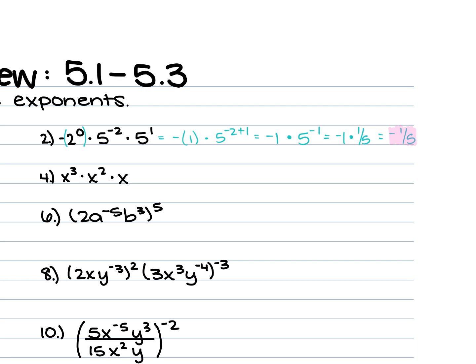For number 4, you have x to the 3rd power times x squared times x. That x that does not have a power on it, it's understood that the power is 1. So our rule when we're multiplying, if the base is the same, you keep the base and add the powers. So we're going to do x to the power of 3 plus the 2nd power plus the 1st power, which 3 plus 2 plus 1 is 6. So that's x to the power of 6.